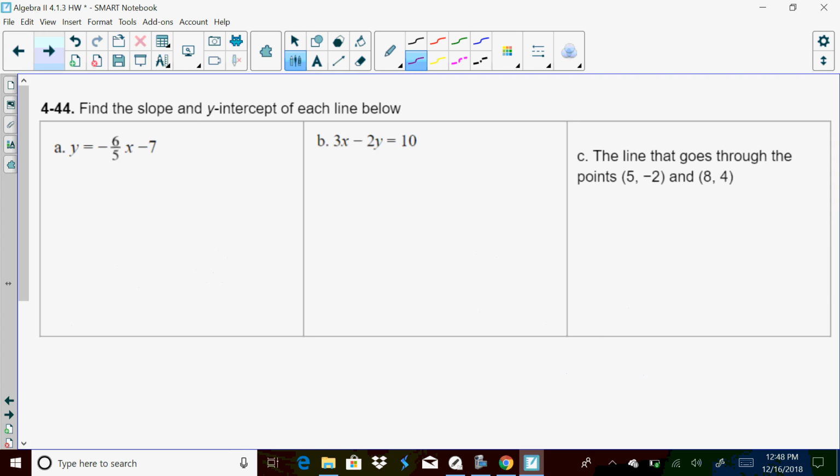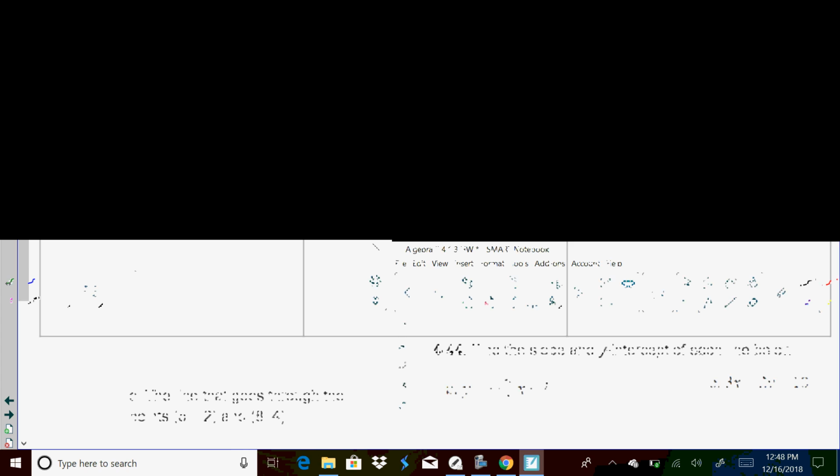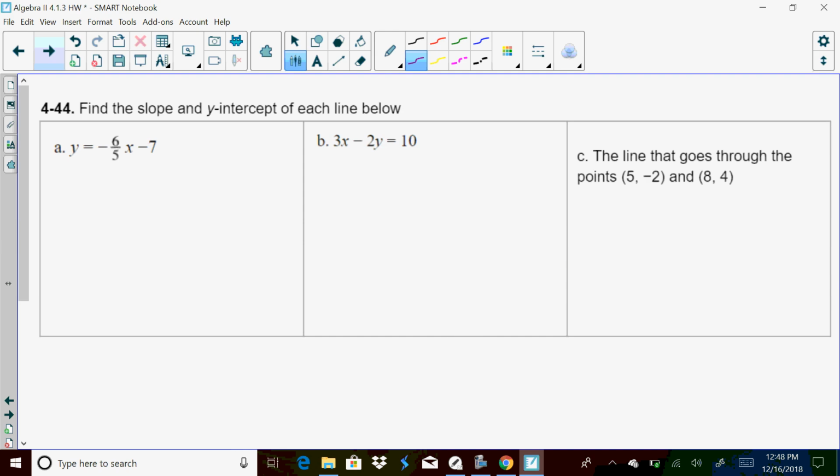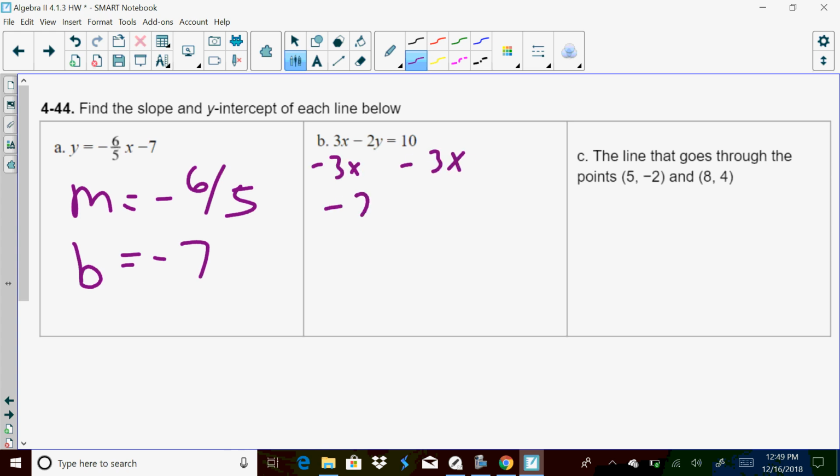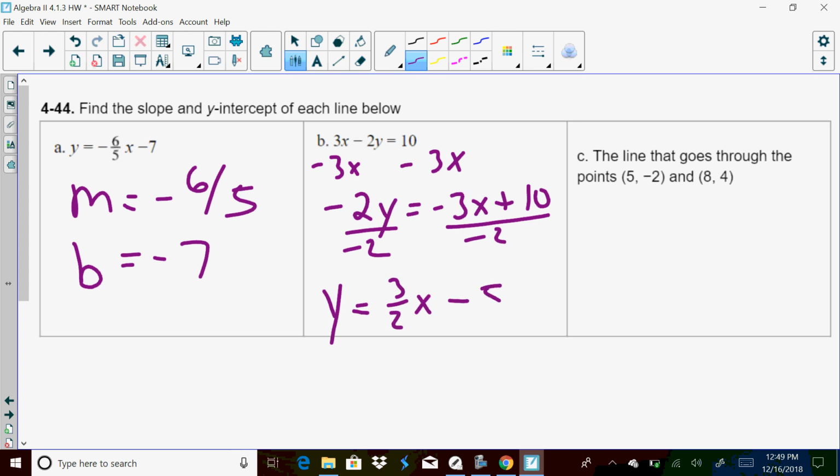Problem 44, find the slope and the y-intercept of each below. So the first one's given to us in the equation. m is the slope, so m equals negative 6/5. The y-intercept is b, which is negative 7. For the next problem, we have to solve for it a little bit. So we have to subtract 3x from both sides. So y ends up equaling 3 over 2 x minus 5. So m is 3 over 2, and b is negative 5.